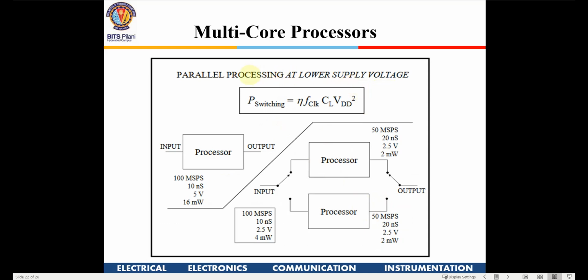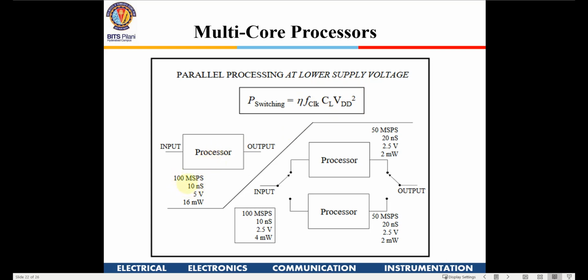Now let's see, suppose I have a single processor. This is the switching power. In this equation, one factor, eta, has been added. That is nothing but the activity factor. The frequency is the clock, and in every clock the output need not change from 0 to 1 and 1 to 0. So eta is a factor proportional to the activity. This is the total power dissipated in a core: eta f clock CL VDD square. So this is a processor.